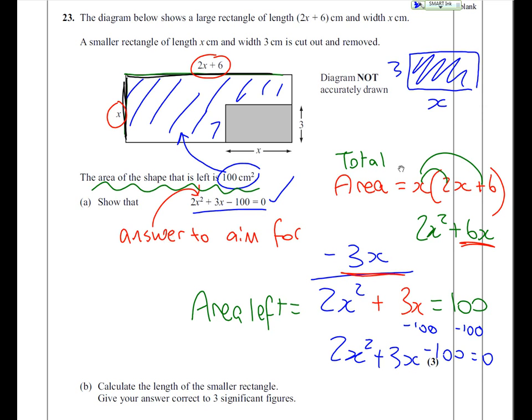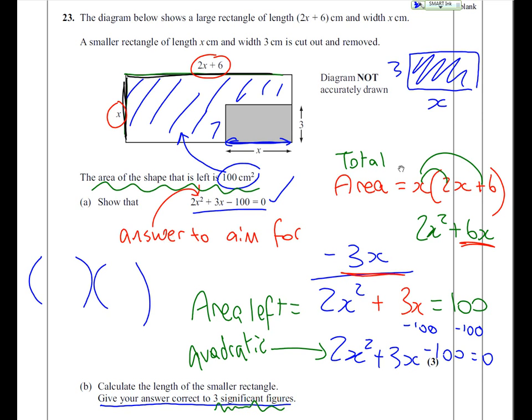Okay, part B. Calculate the length of a smaller rectangle. So we want to actually find this value of x now. Give your answer correct to 3 significant figures. This is a quadratic because it's x squared. Okay, quadratics usually have 2 solutions. And the fact that it's saying 3 significant figures probably means they're going to be decimals. Now, the way that you've solved quadratics before is putting it into 2 brackets. Okay, that way will work when the numbers are nice. This doesn't look like the numbers are going to be nice.